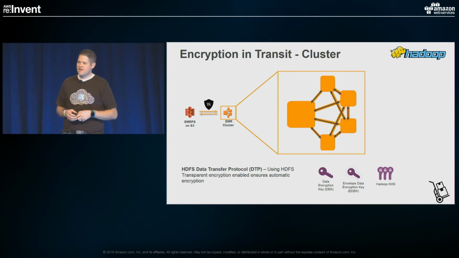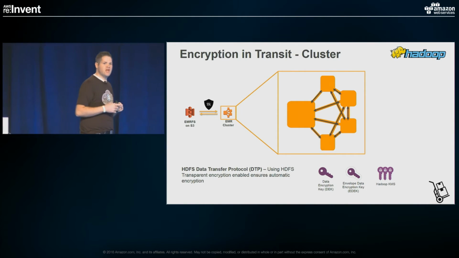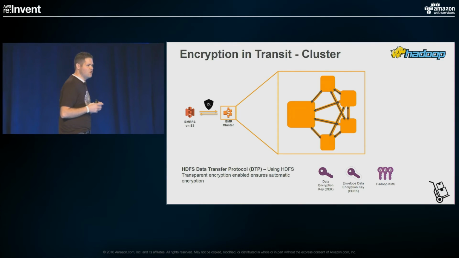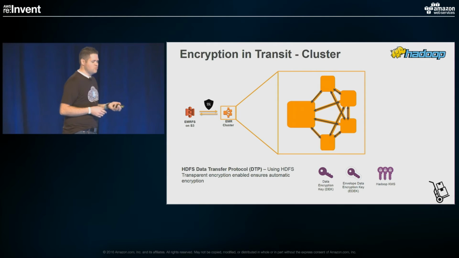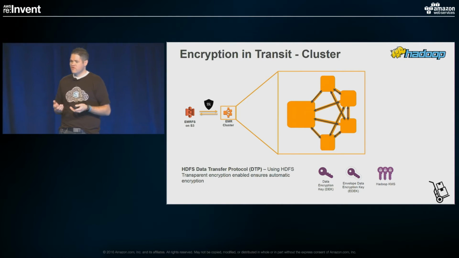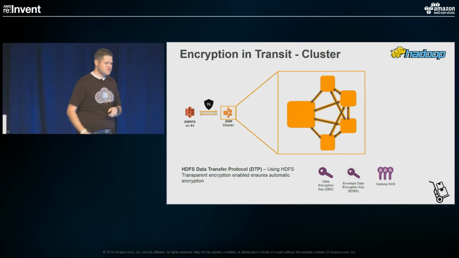The next part that we need to take care of is encryption between the nodes. As an EMR cluster communicates, one node with another, we need to make sure that all of the communication traffic is transmitted in an encrypted manner. In order to do that, again, we're just using the data encryption key and envelope data encryption key, as well as the Hadoop KMS. This, turned on with the data transfer protocol, enables all of these nodes to communicate with one another over encrypted channels, making sure that if the data, for example, was being watched, it would be encrypted. It's secure.